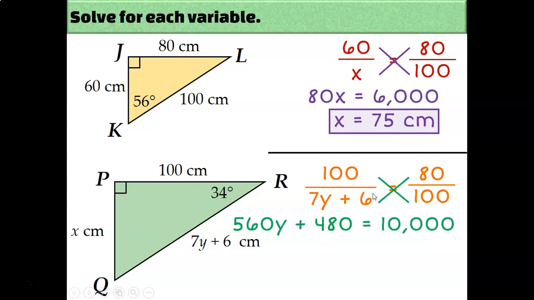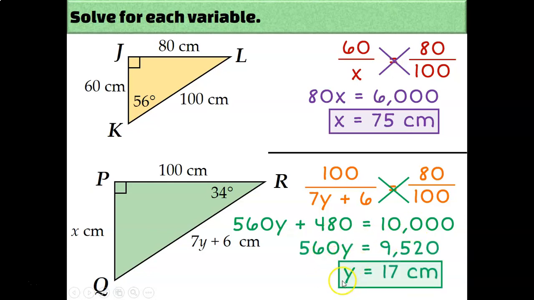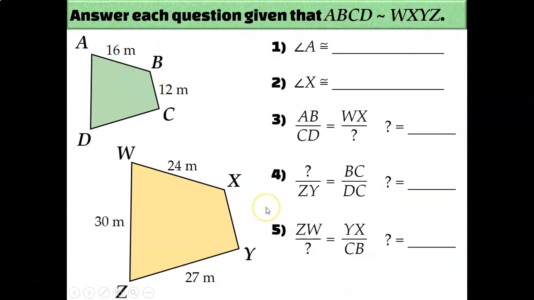We talked about that in the previous lesson, that if you're multiplying 7y plus 6 times 80, you have to multiply both parts of this by 80. So it's 7y times 80, that's 560y, and 6 times 80 is 480. And then, of course, 100 times 100 is 10,000. So let's subtract 480 from both sides and divide by 560, and I find out that y must be 17 centimeters.